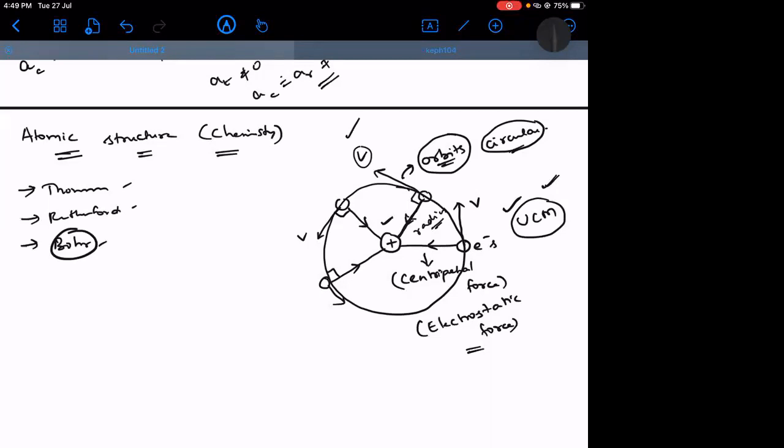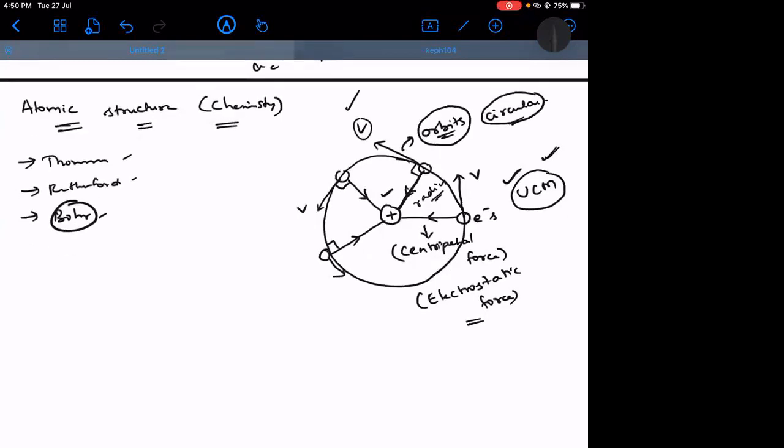So this is an example of what? Bohr's atomic model that is proposed is an example of uniform circular motion. It's a classic example. Now you ask me what is an example of non-uniform circular motion, right? In non-uniform circular motion, this V will be different at different places.